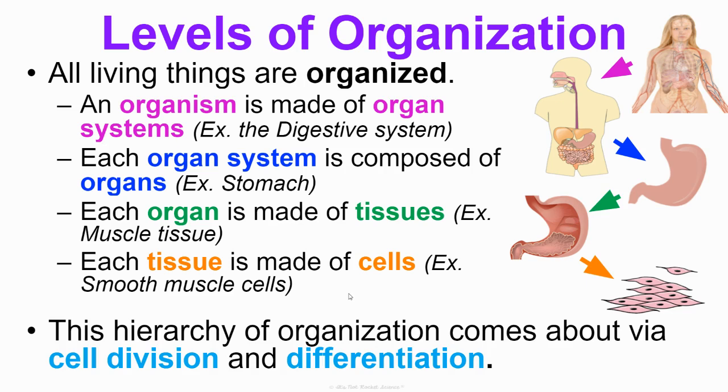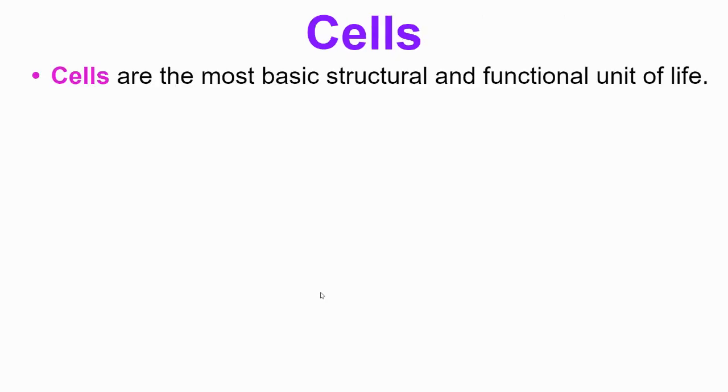Okay, so the reason that our bodies can be organized this way, and it's not just human bodies, this is any multicellular organism that lives on planet Earth. This all comes about because of cell division and because of a process called differentiation. So we're going to spend a moment here taking a look at cells.